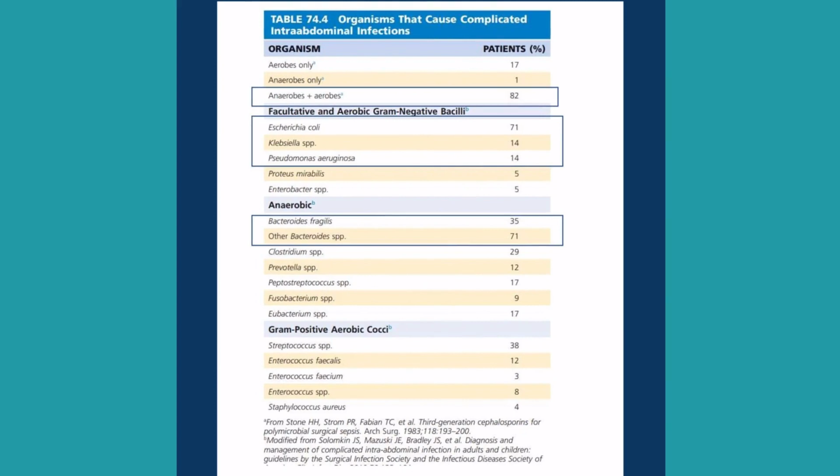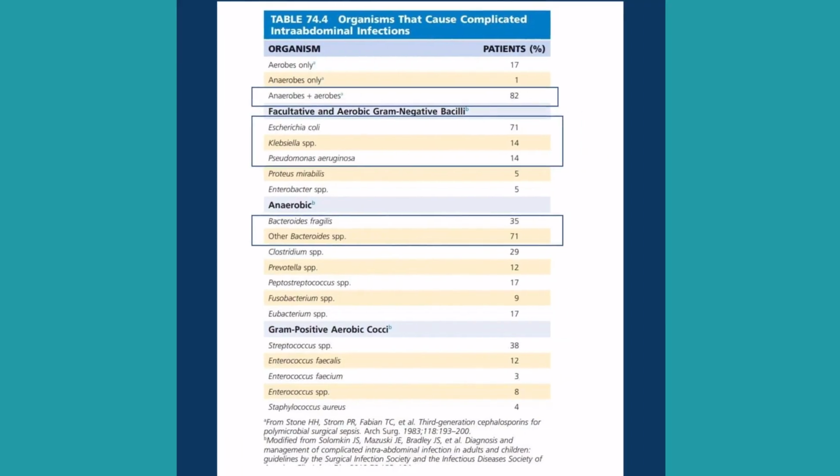So if you see, the 82% is contributed by both aerobes and anaerobes. The aerobes can be the gram-negative Enterobacteriaceae, and the anaerobes can be Bacteroides, Bifidobacterium, and Clostridium, etc. The facultative aerobic gram-negative bacilli are the Enterobacteriaceae which we discussed. It is the E. coli club, which is the majority of the organisms, sometimes Pseudomonas as well. And among anaerobes, it's mainly Bacteroides fragilis and other Bacteroides species, which can cause complicated intra-abdominal infections.